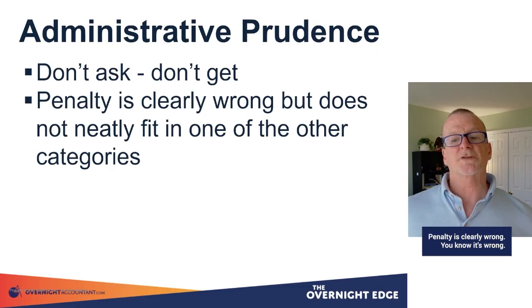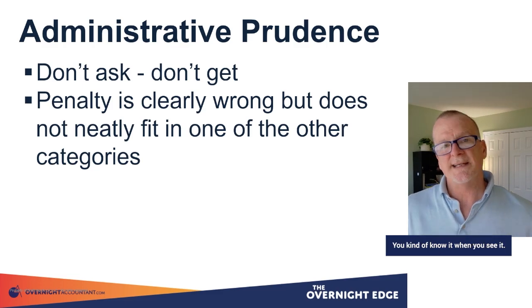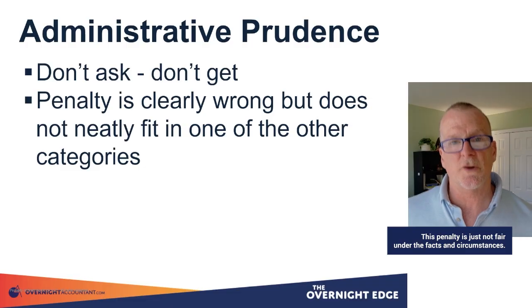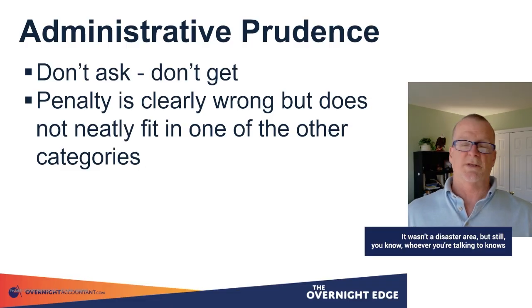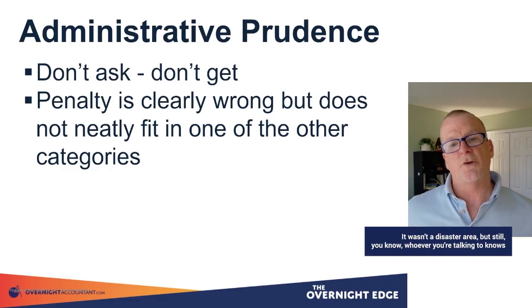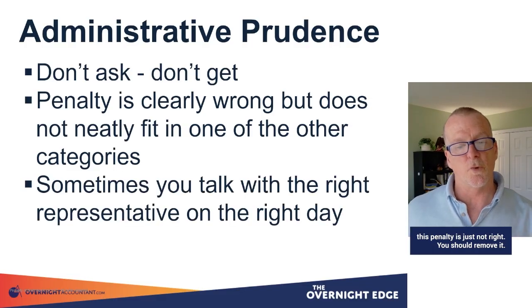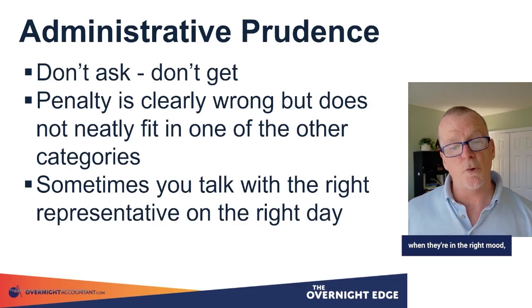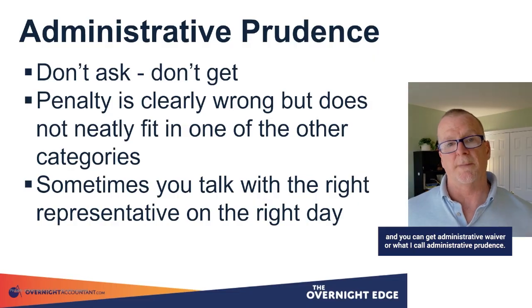All right, the penalty is clearly wrong. You know it's wrong. The IRS knows it's wrong, but you can't fit it easily into that box. You kind of know when you see it. This penalty is just not fair under the facts and circumstances, but maybe I don't qualify for one-time abatement. It wasn't a disaster area, but still, whoever you're talking to knows this penalty is just not right. You should remove it. Sometimes you talk to the right person on the right day when they're in the right mood, and you can get administrative waiver, or what I call administrative prudence.